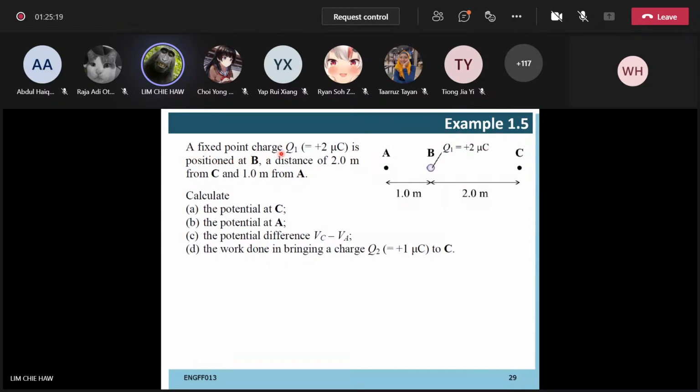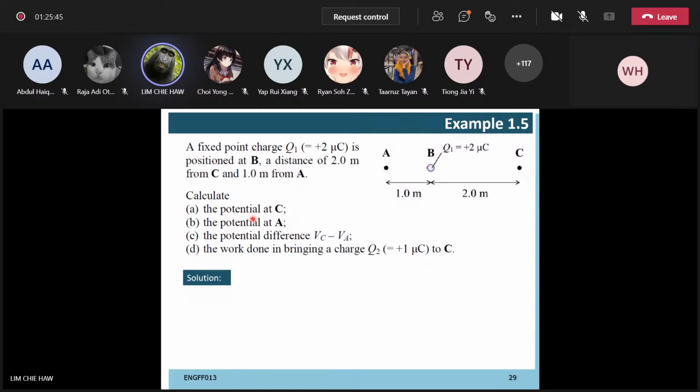We have a fixed point charge. You have only one charge here, at this point B. Point A and point C are at distances such that A is 1 meter from B and C is 2 meter from B. You're asked to find the electric potential at C and also the electric potential at A. This is a very simple question, isn't it?